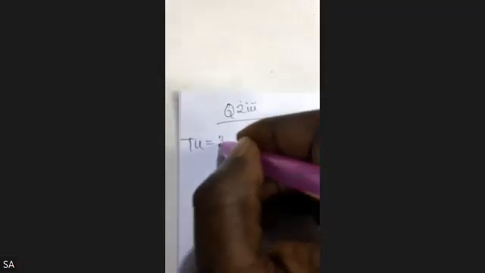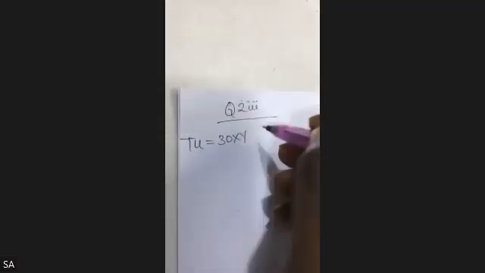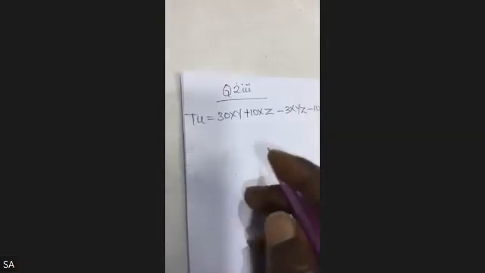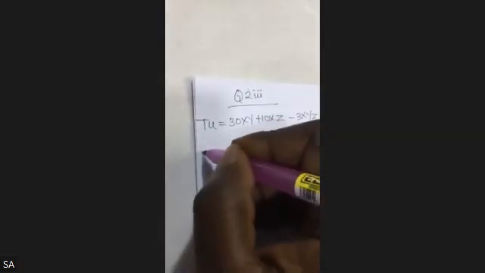30xy plus 10xz. Oh, this time around they change it to 10xz minus 3xyz. What a question. Minus 10z. So since we have three variables here, this is what you're going to do. Let's go straight to the point.